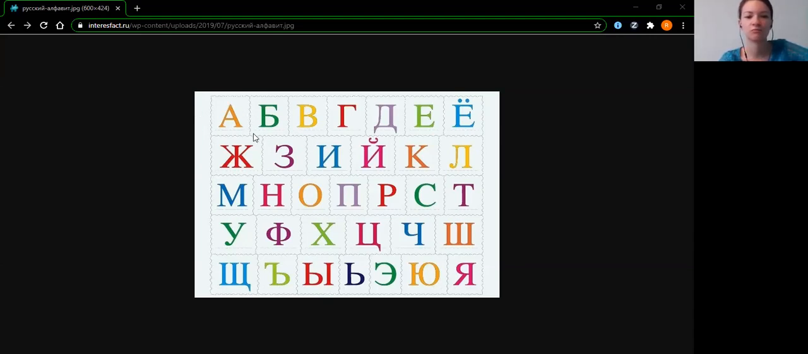A, B, V, G, D, Е, Ё, Ж, Z, И, Й, К, Л, М, Н, О. And a few words about this letter.